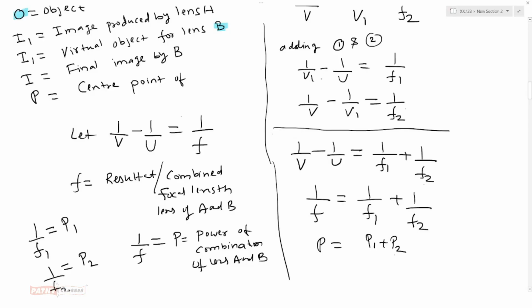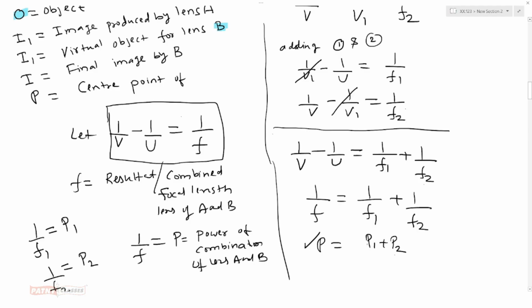Adding equations 1 and 2, 1/V1 and 1/V1 get cancelled. So we get 1/V minus 1/U equals 1/F1 plus 1/F2. But 1/V minus 1/U is nothing but 1/F. F is the resultant or combined focal length of lenses A and B. Let 1/F equal P. So here is the 1/F, 1/F equals P.